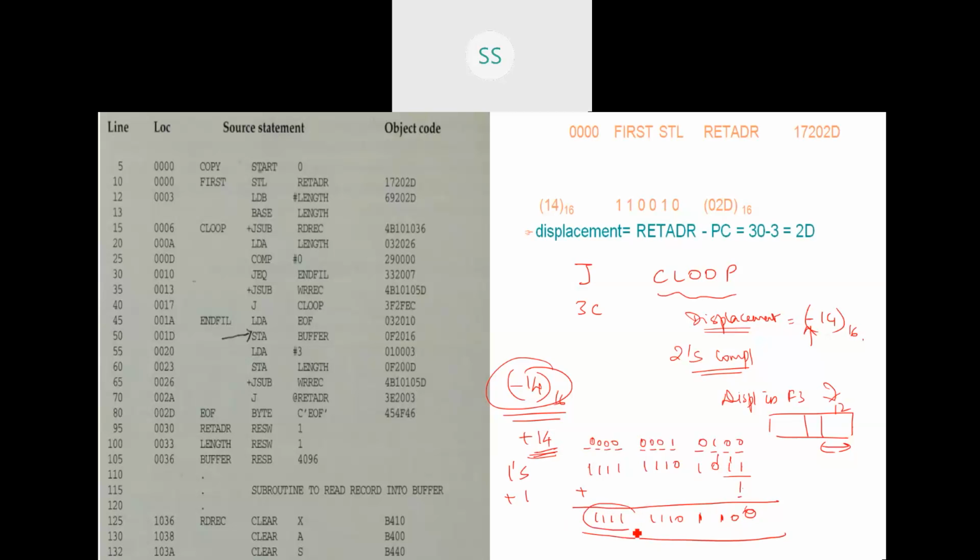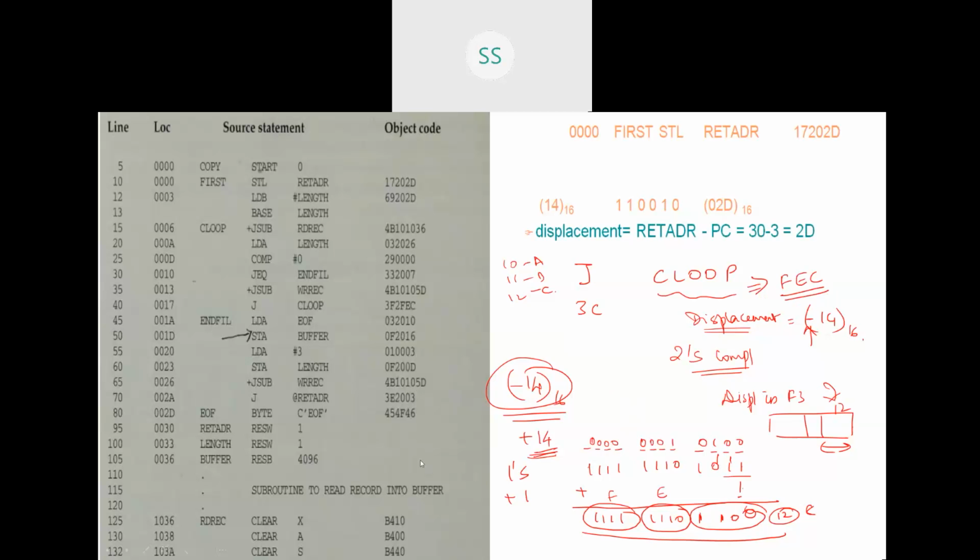You know what these 4 ones are. It represents F. What is this? This is actually my E, isn't it? And what is this? Actually, this is the value 12. And if you remember, 10, 11, 12, 10 is A, this is B, and this is C, isn't it? So instead of writing 12, I write it as C. So my displacement is actually what? I got my displacement value as FEC.